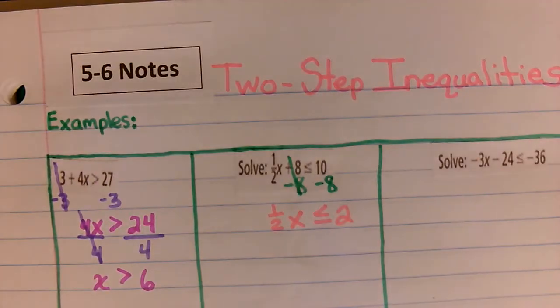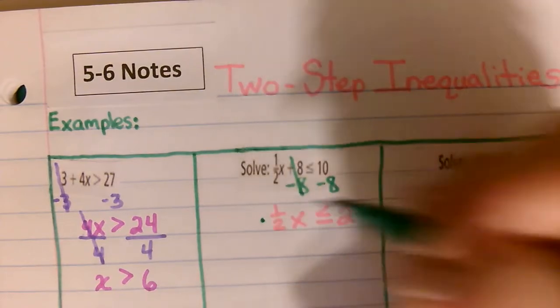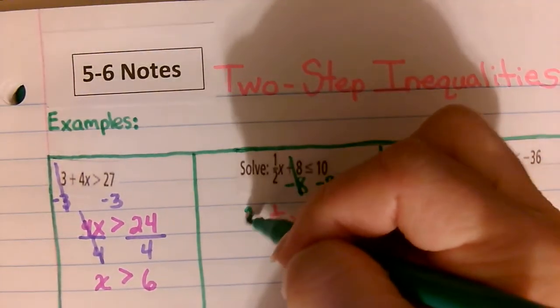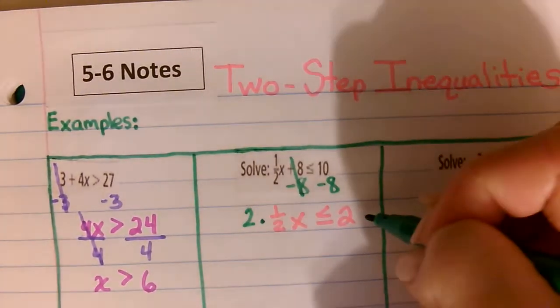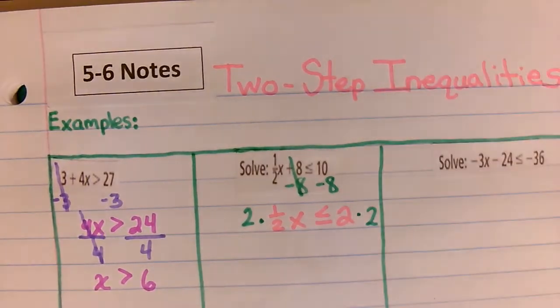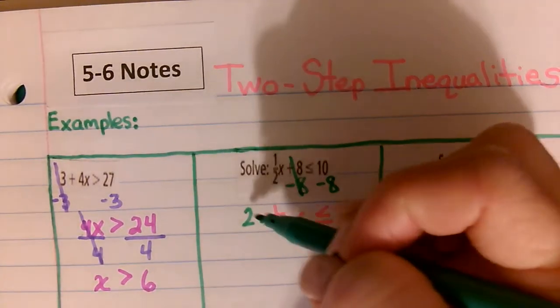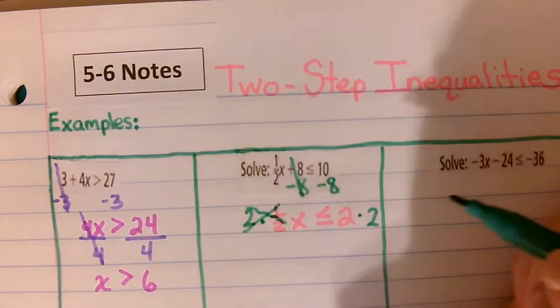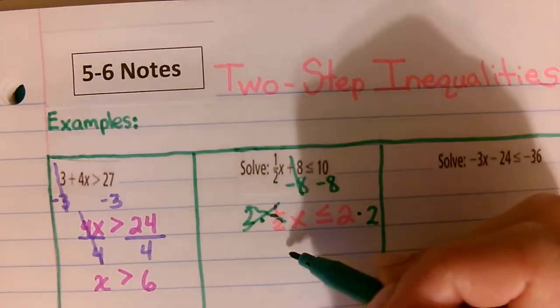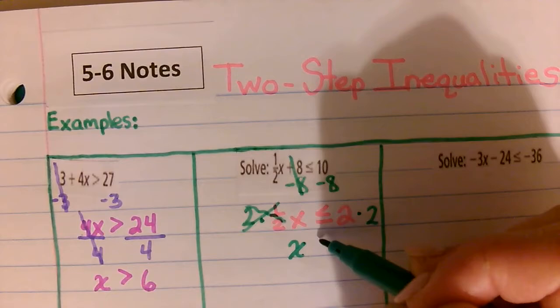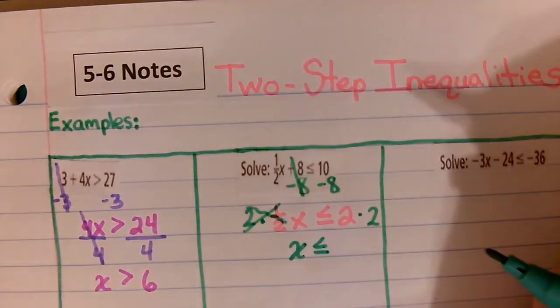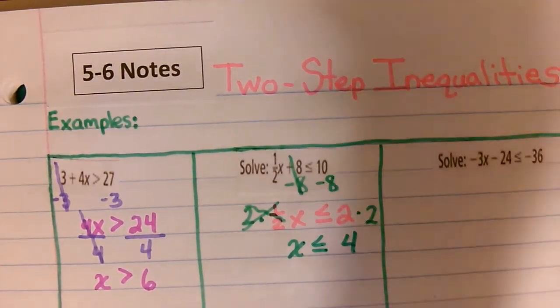Now we have a one-step inequality left, and we are going to multiply the reciprocal of 1/2 to both sides. The reciprocal of 1/2 is 2 over 1, or you can just write 2 because it's the same thing, and then times 2 on this side as well. So these cancel out. You bring down your x, you bring down your less than or equal to, and 2 times 2 is 4.